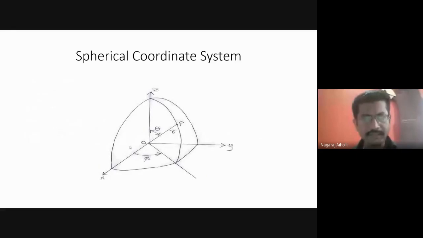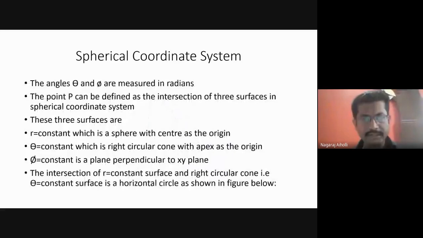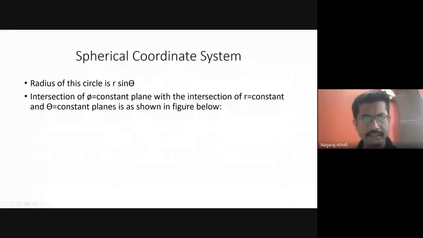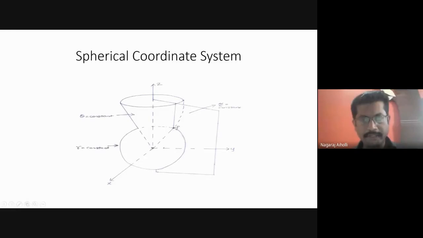Later, we dealt with the intersection of two surfaces and the intersection of three surfaces. Whenever there is an intersection of theta equal to constant and r equal to constant surfaces, that results in a circle, a circular surface. Then when there is an intersection of all three, phi equal to constant, r equal to constant, and theta equal to constant, that results in a point P that we discussed in the last class.